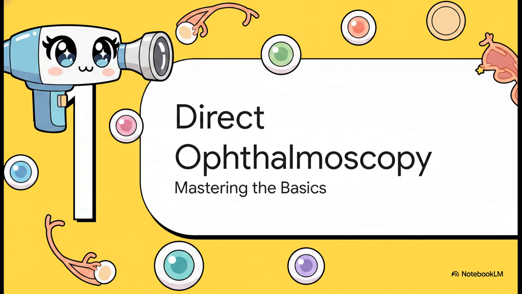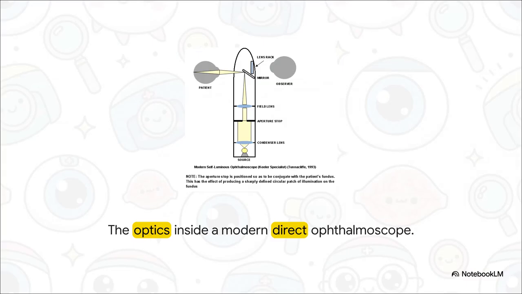We are starting off with our most classic, highly portable tool, the direct ophthalmoscope. This is really your foundation for routine exams. Take a look at the optics inside a modern, self-luminous direct ophthalmoscope. Think of this setup just like a macro lens on a camera. The aperture stop is positioned to be conjugate with the patient's fundus.